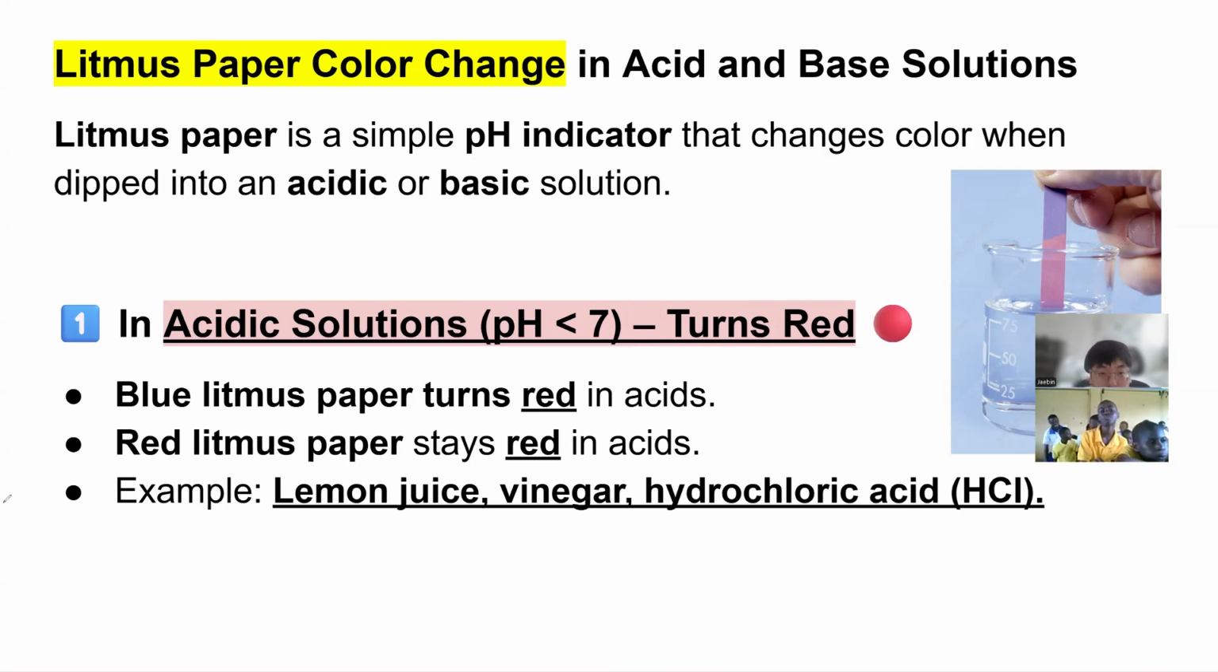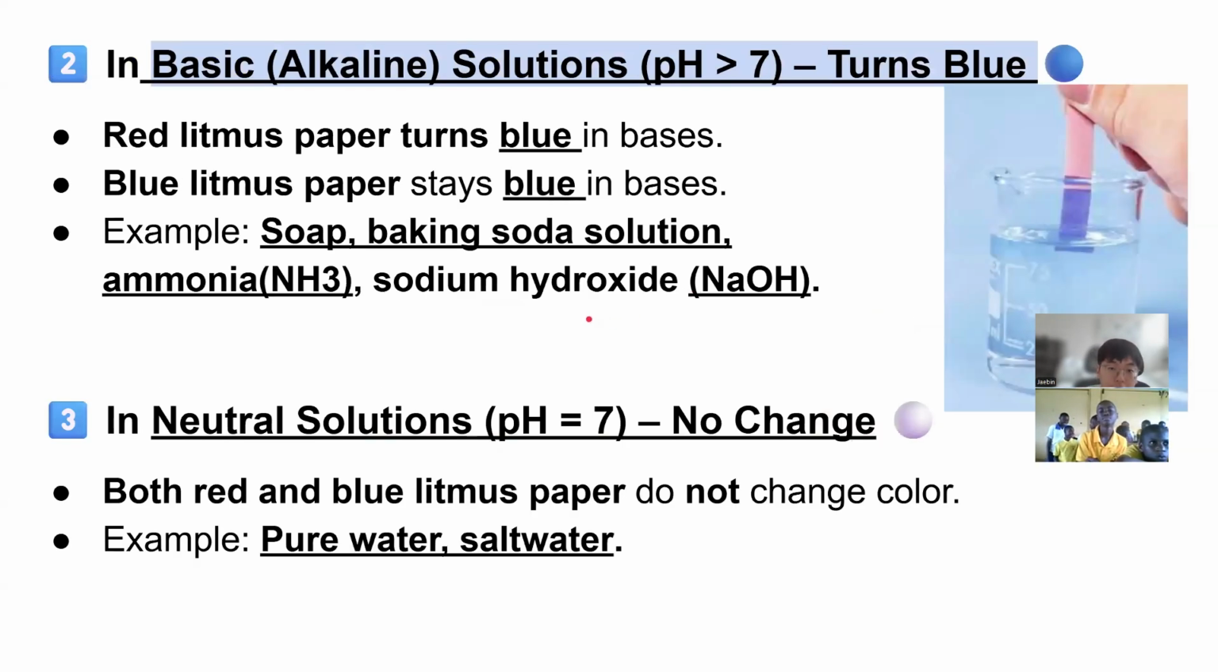Okay. I'll move on to bases. In basic or alkaline solutions, the pH is greater than 7, and the litmus paper turns blue. So the red litmus paper turns blue, and the blue litmus paper stays blue in bases. Examples of basic solutions are soap, baking soda, ammonia, and sodium hydroxide.